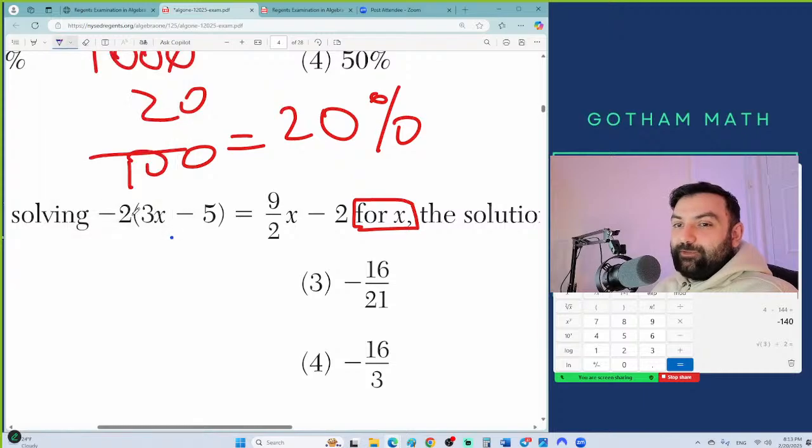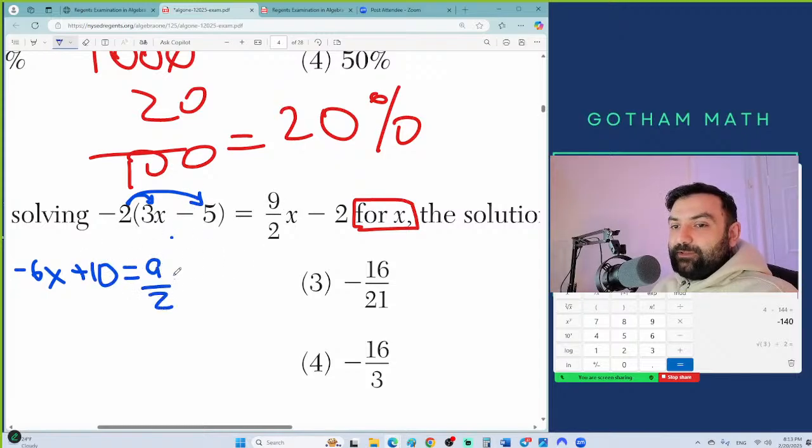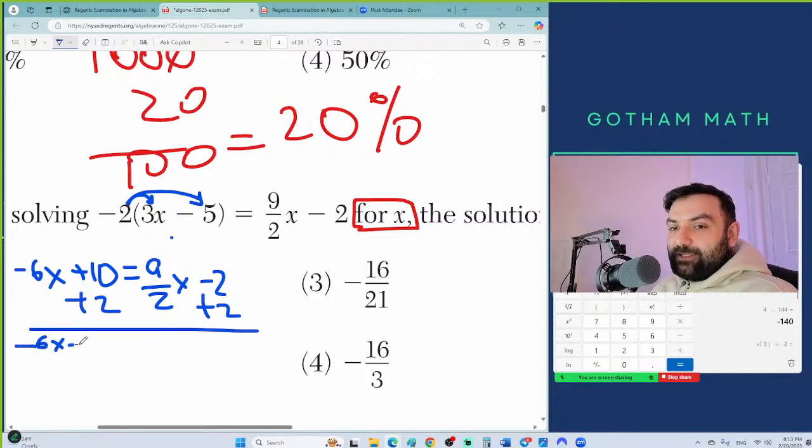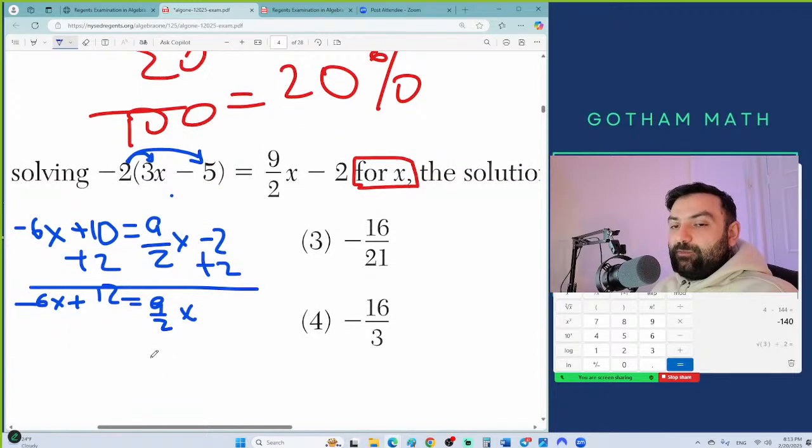First, negative 2 times 3x, negative 6x. Negative 2 times negative 5 plus 10 equals 9 over 2x minus 2. What do I do now? Well, I can do plus 2 on both sides. I get negative 6x plus 12 equals 9 over 2x. What do I do now?